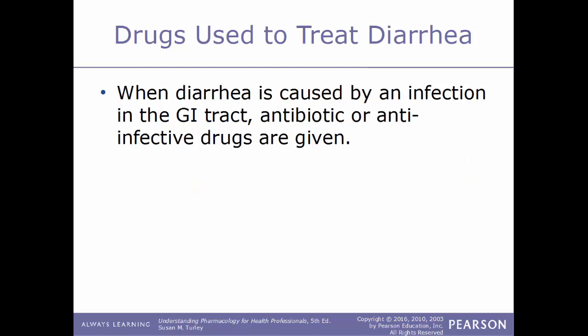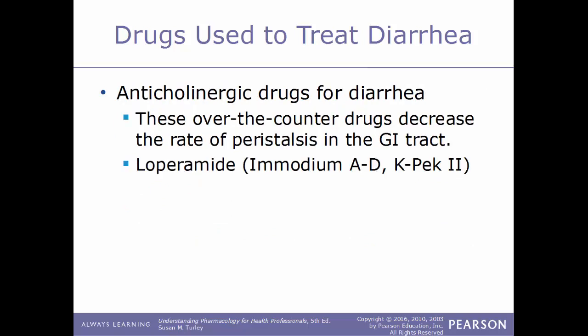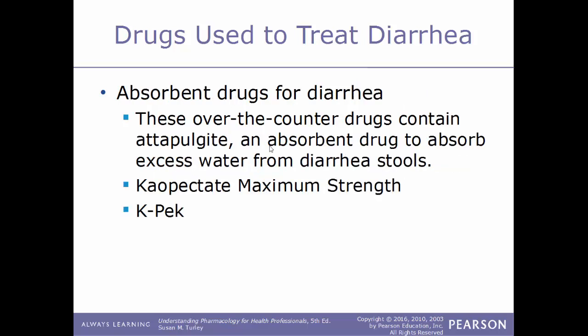Now, when diarrhea is caused by an infection somewhere in the GI tract, antibiotic or anti-infective drugs are given. When it comes to anticholinergic drugs that help treat diarrhea, these are over-the-counter drugs that will decrease the rate of peristalsis in the GI tract. An example of this kind of drug would be loperamide, which is sold under the trade name Imodium A-D or Kaopectate. When it comes to absorbent drugs that help treat diarrhea, these are over-the-counter drugs that contain attapulgite, which is an absorbent drug used to absorb the excess water that's found in the diarrhea stool. Some examples of this kind of drug would be Kaopectate Maximum Strength and Kaopectate.